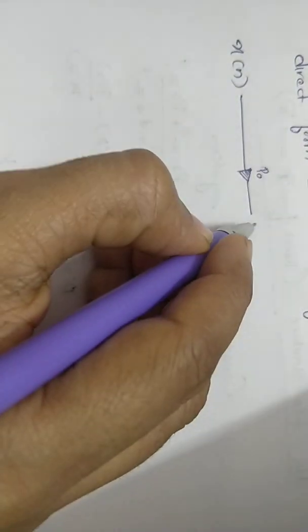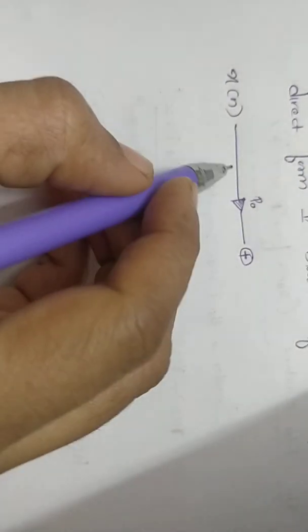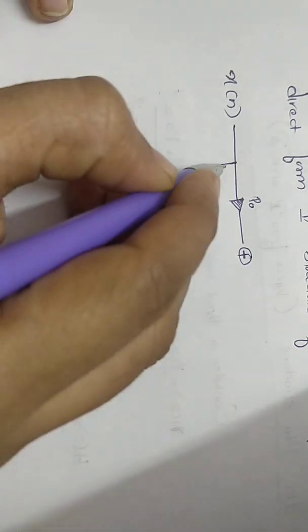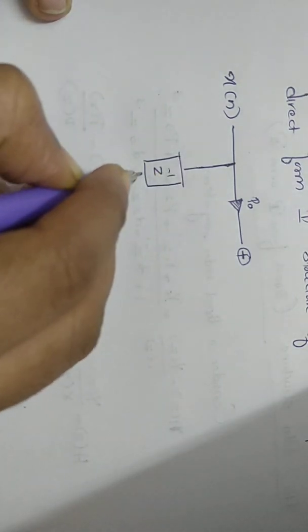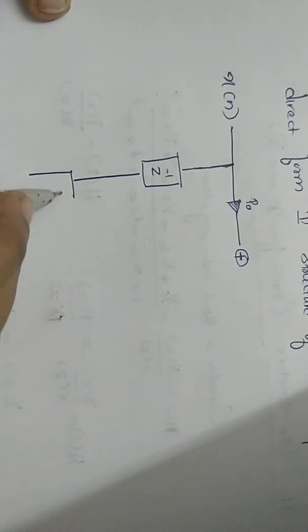Then I am putting an adder here because all these terms are summed up. Then it is a third order system. So how many delay terms does it need? Three delay terms it needs. So I am putting the first delay term, then the second delay term and the third delay term, z inverse.